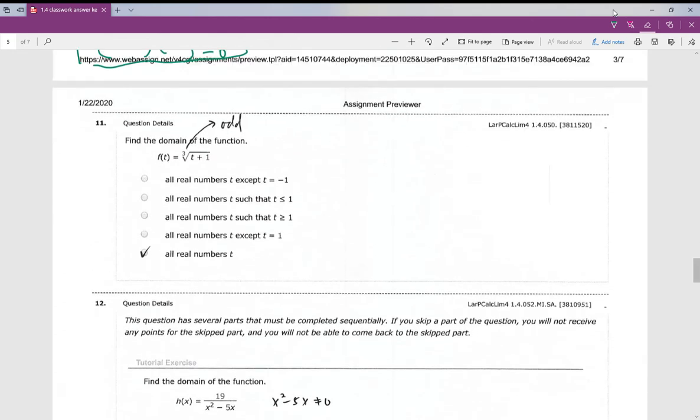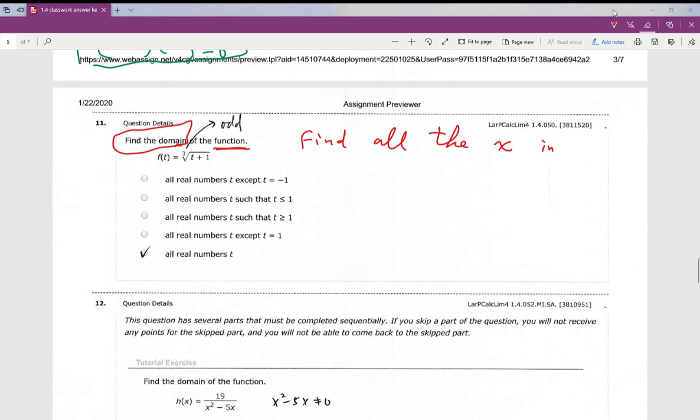Number 11. Starting from number 11, there's a very important thing you have to deal with, called find the domain of the function. Find the domain of the function is, let me write down the idea for you. Find all the x in domain.